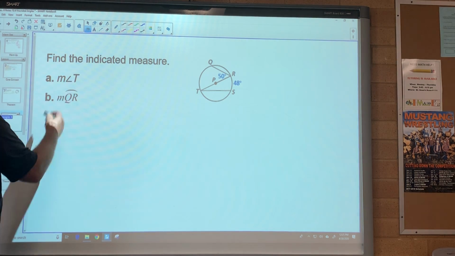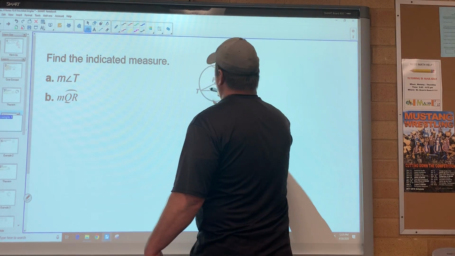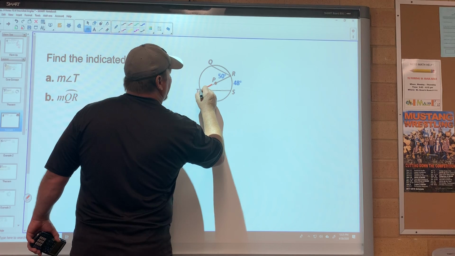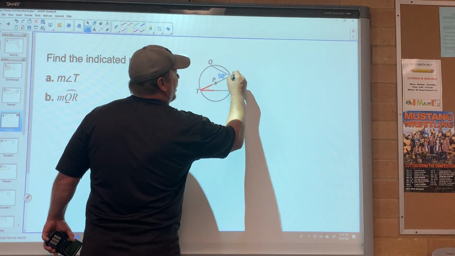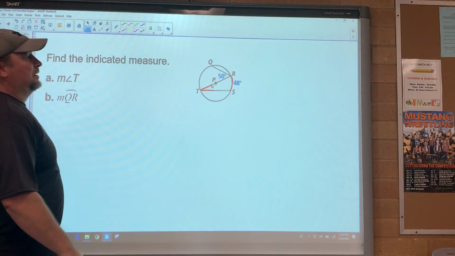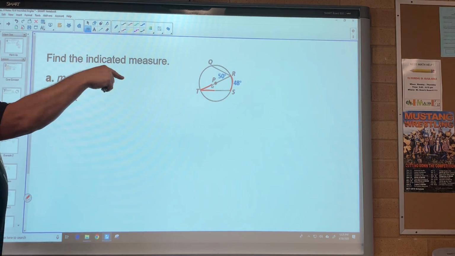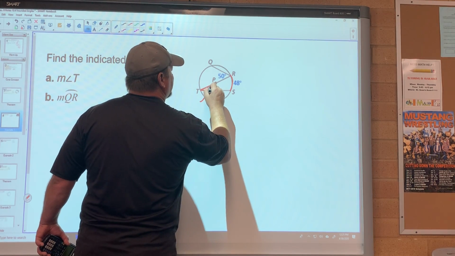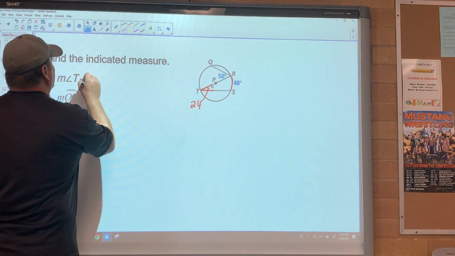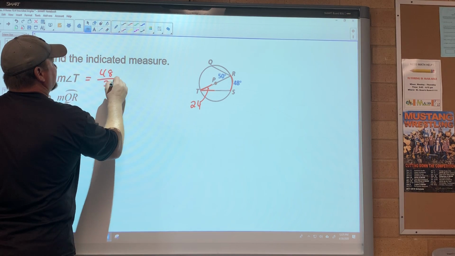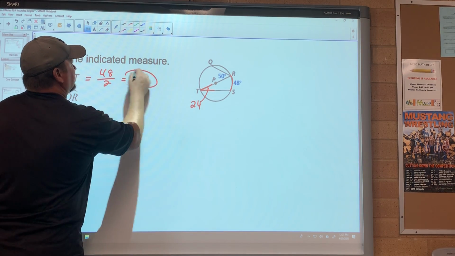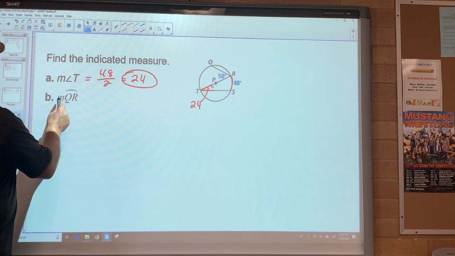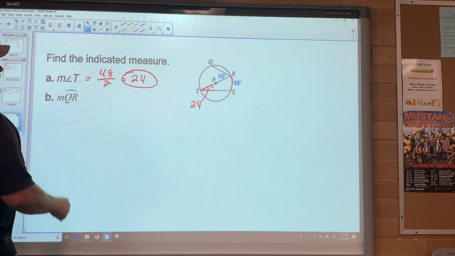Well, we're going to find the measure of angle T. Angle T is right here. Sometimes it really helps to draw this in, so watch. I'm going to draw this in red. Here's the angle I want. Here's the arc that it created. So 48 is the arc, so half of that will be this angle right here, which is 24. So 48 divided by 2, 24.